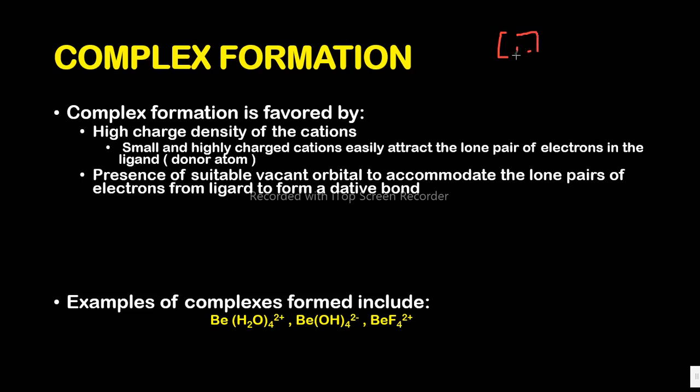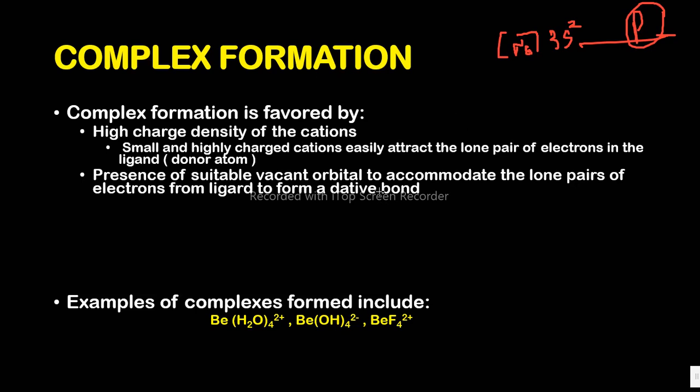If this is your neon, okay, then you have the 3s2, okay, and here you have the p orbital, and this p orbital is totally vacant. It's totally empty. So it is in this p orbital where the lone pair is going to be accommodated, okay, during complex formation.